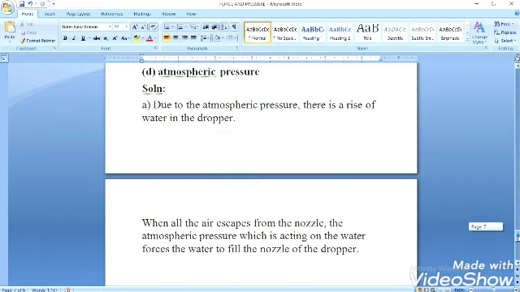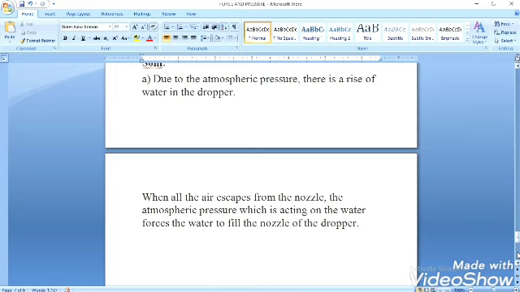Okay, when all the air escapes from the nozzle, the atmospheric pressure which is acting on the water forces the water to fill the nozzle of the dropper.